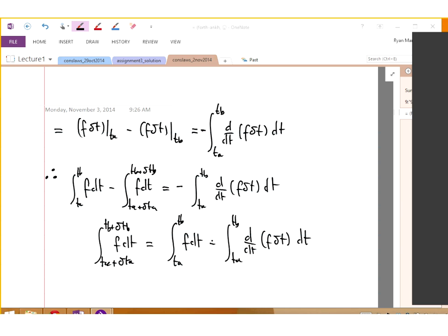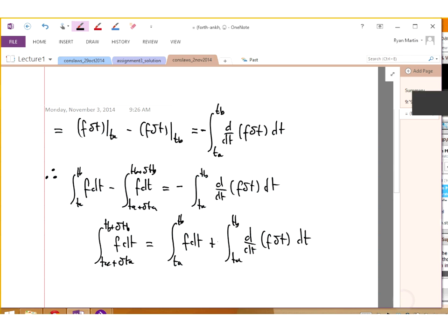Yep, that's wrong. It needs to have a plus. Yes, that's right, because now it looks like it does in the notes. I tried to sneak that in there, but you guys caught me.